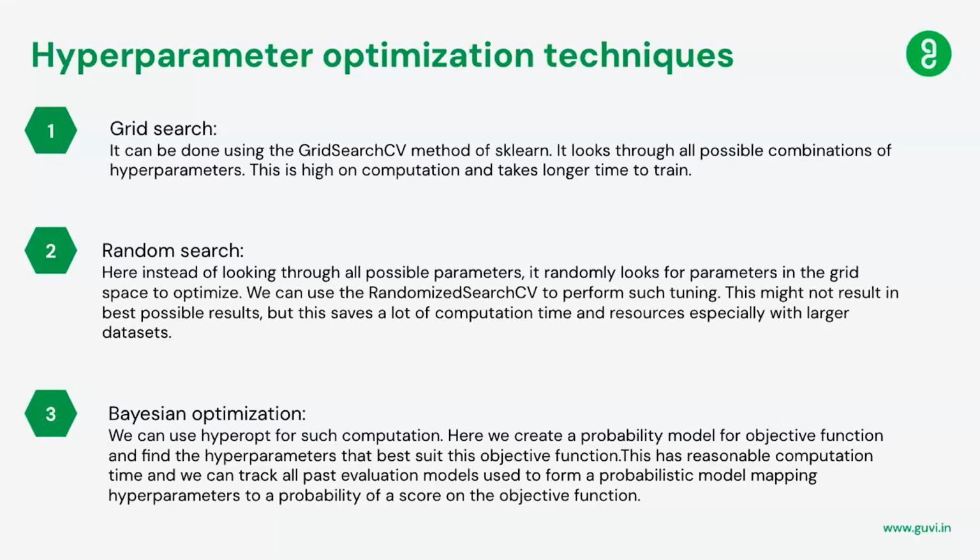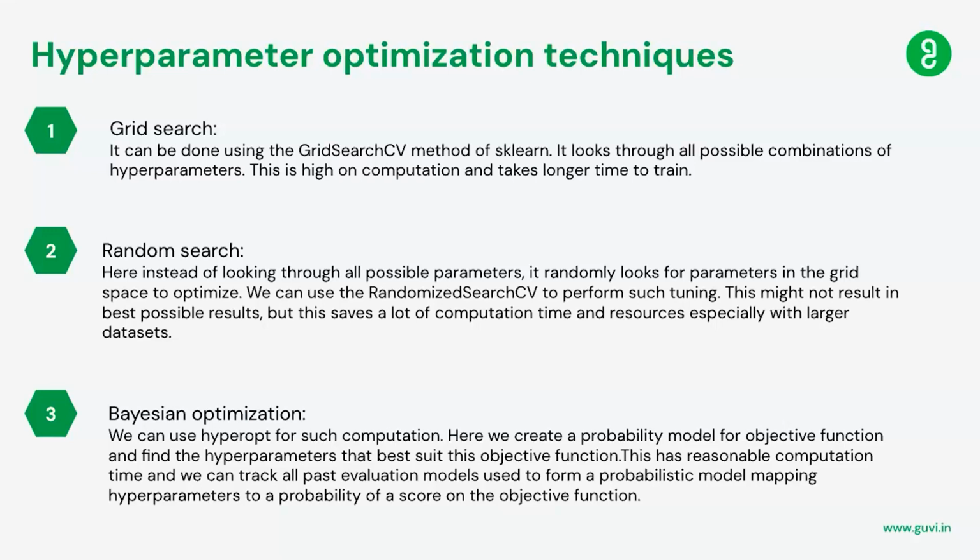There's also a technique called Bayesian optimization. There's a hyperopt technique that you can use. Here what you do is create a probability model. This is a mathematical probability model, and then you decide an objective function. The objective function can be anything. It can be as simple as a sin x curve. Then you find the hyperparameters that best fit this objective function. And based on that, you decide which of these hyperparameters give you the best possible results. So this is how you perform Bayesian optimization.